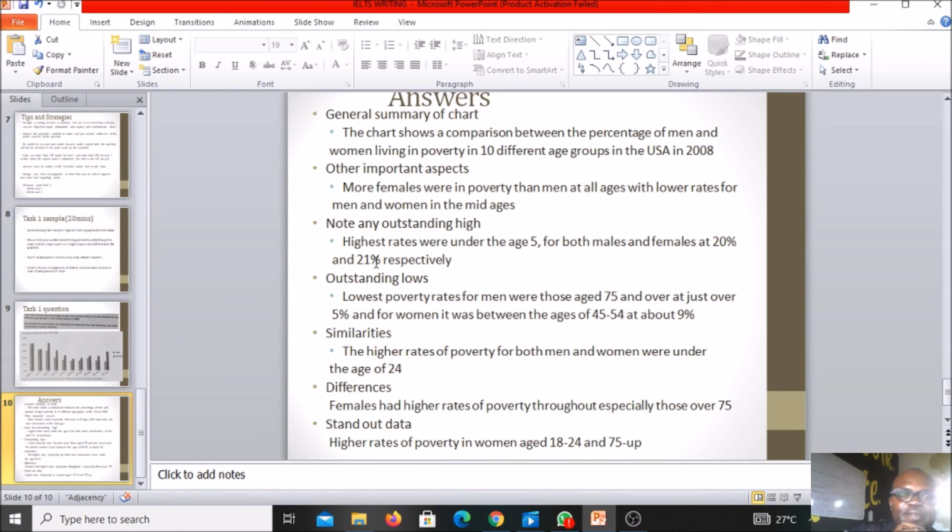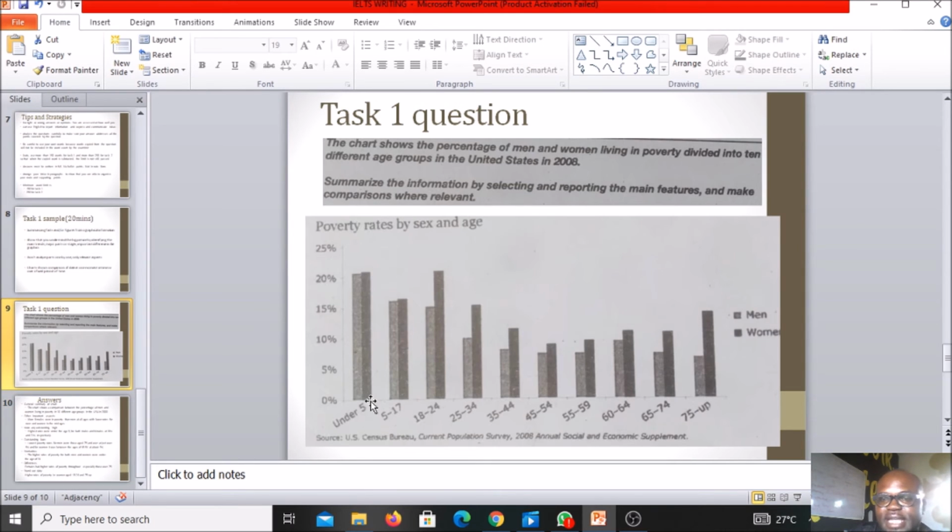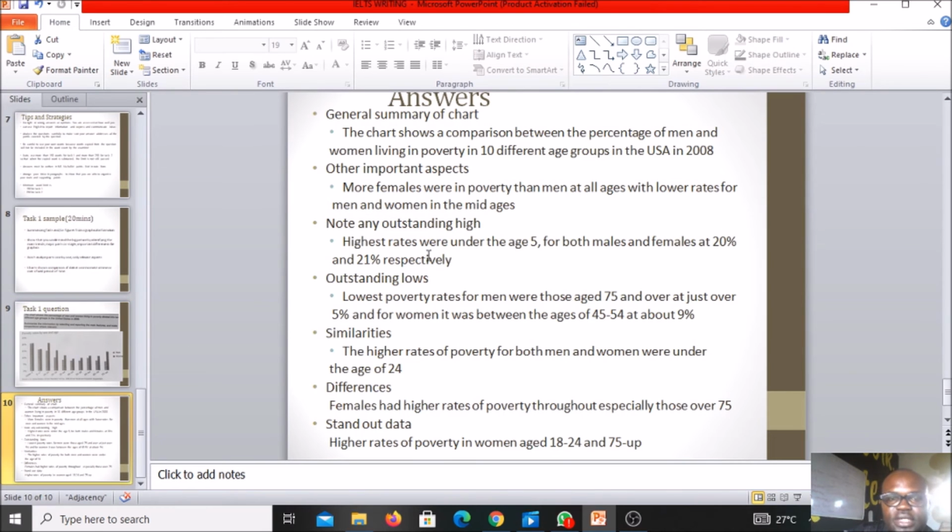So what is the next point that you're supposed to write? Now you're supposed to note any outstanding high. Is there any major high? That's how you get your next, the third point. So you can say the highest rates were under the age of 5 for both males and females at 20 and 21% respectively. So that is the outstanding high.